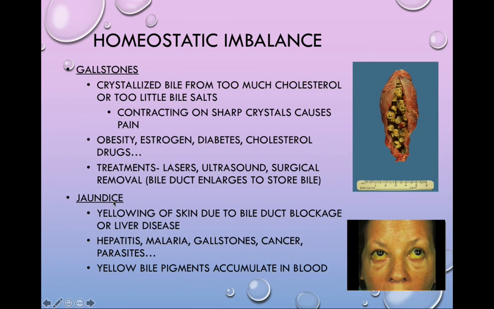Jaundice is another condition that's related to problems with the liver and the gallbladder. Jaundice refers to a yellowish color of the skin that is typically caused by a buildup of the pigment bilirubin. This pigment comes from the liver. Hepatitis and malaria, as well as gallstones, can all be things that will lead to jaundice.